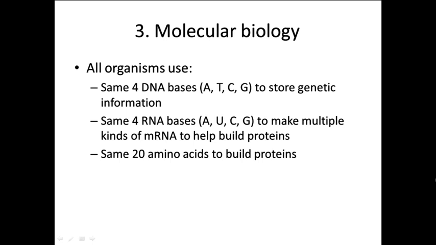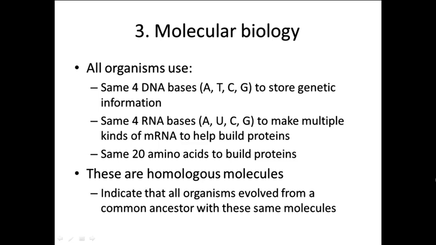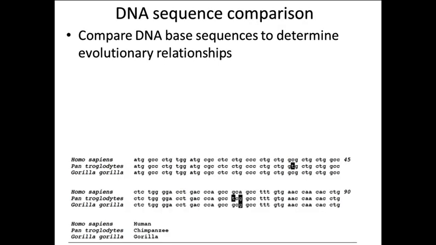Well, this is important from an evolutionary point of view because these are actually homologous molecules. We talked before about homologous structures, indicating that organisms are closely related to each other, or they have it because of a common ancestor. And the same is true of these homologous molecules. So the fact that we all share these indicates that all organisms evolved from a common ancestor with these same molecules, and it points to the fact that all life on Earth has a common origin.